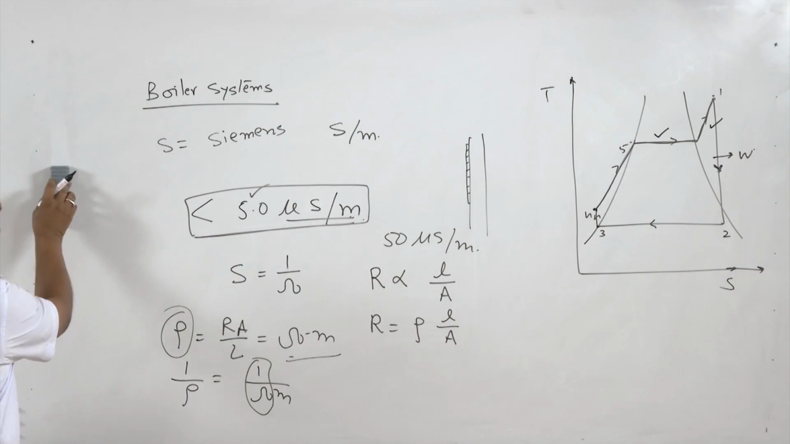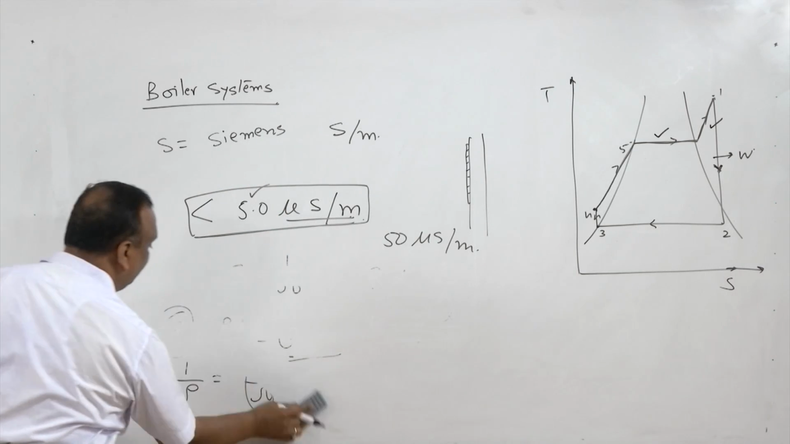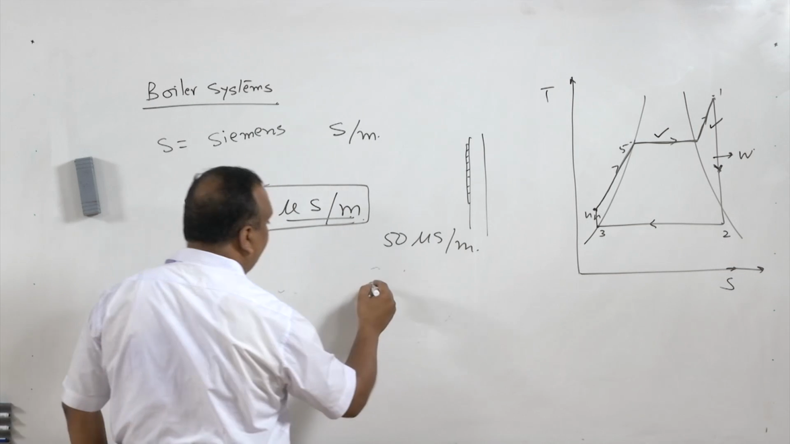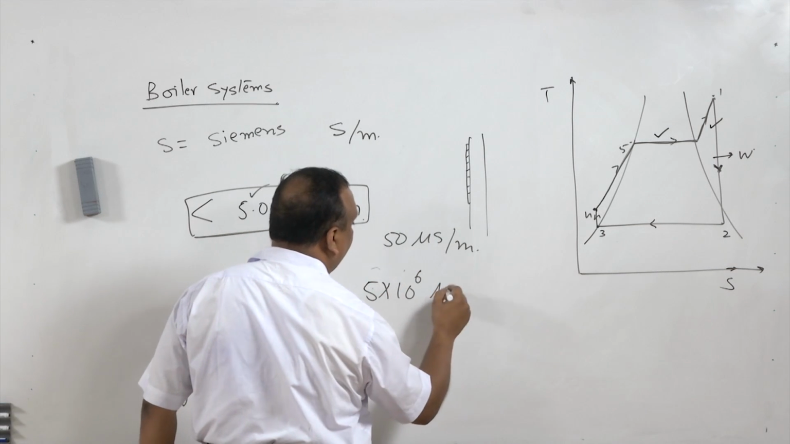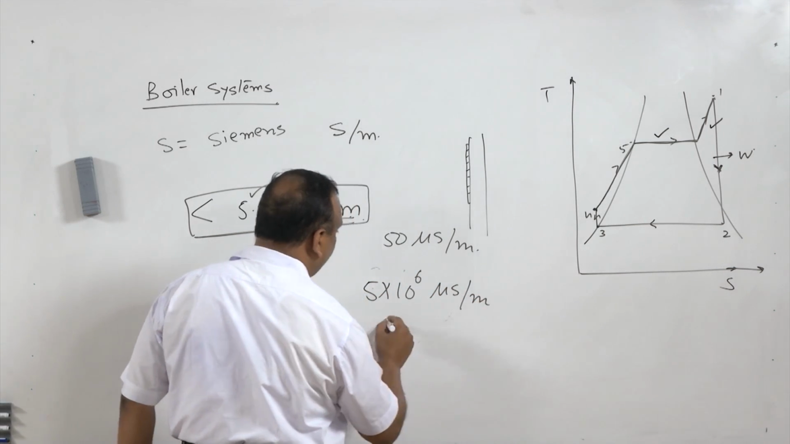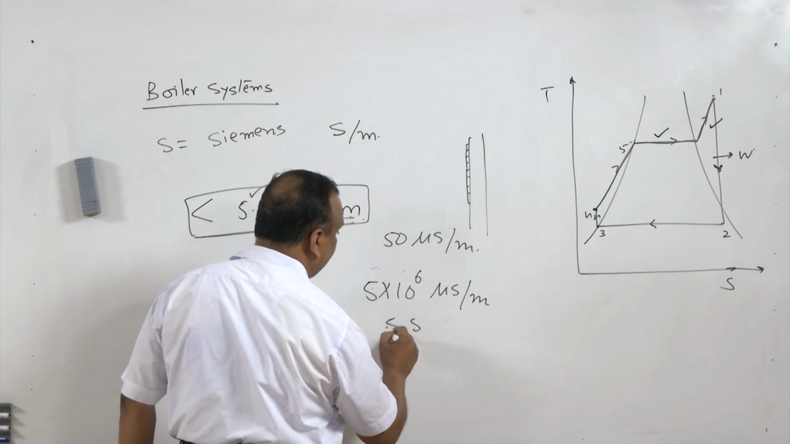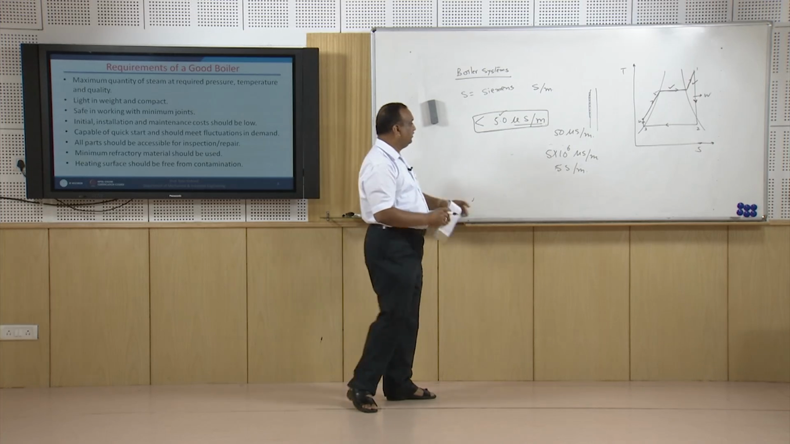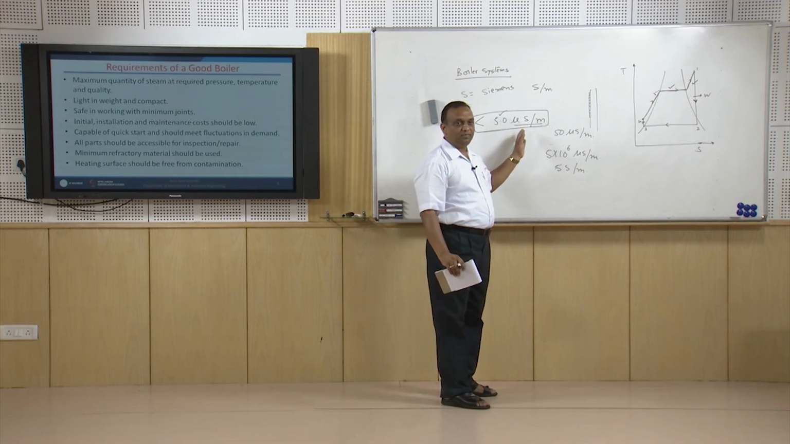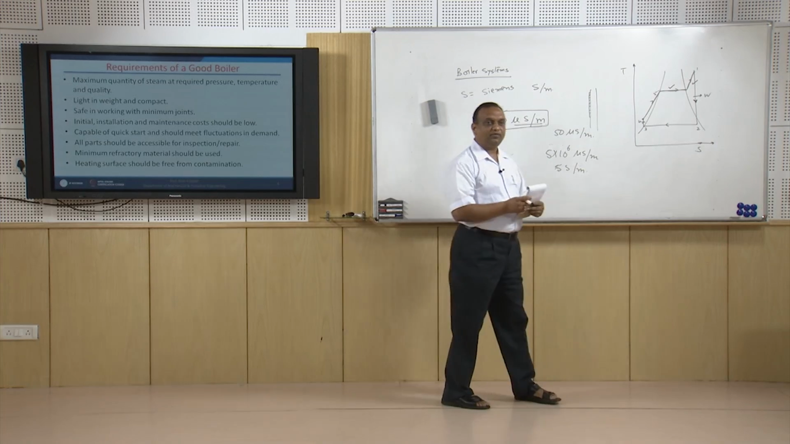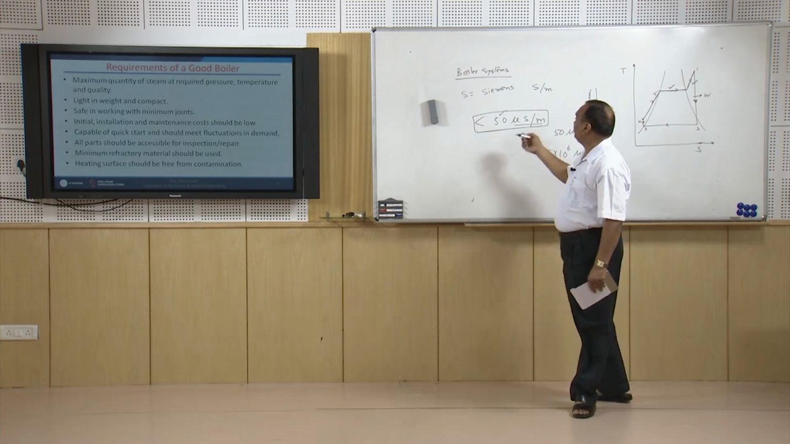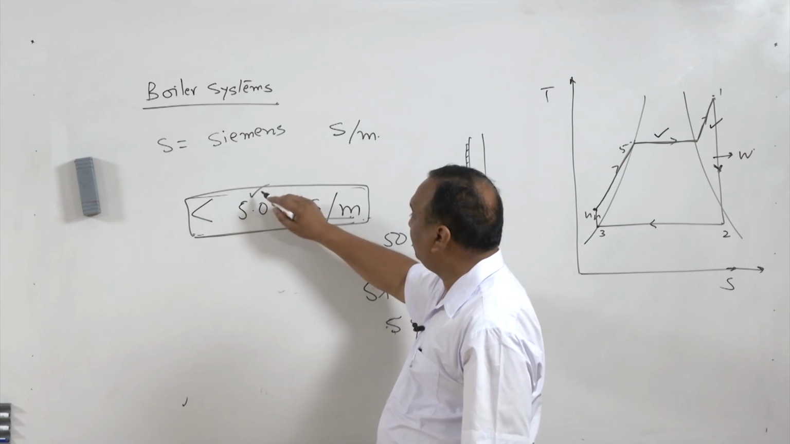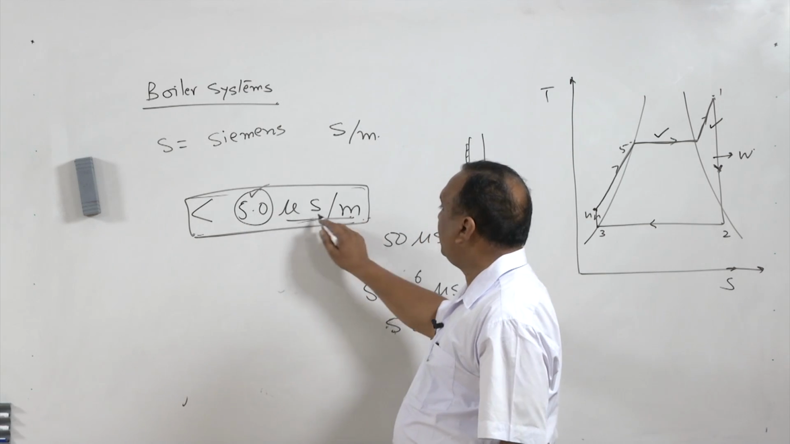Now, seawater can never be used for the boiler, but if you look at the conductivity of seawater, it turns out to be 5 into 10 to the power 6 microsiemens per meter, or 5 Siemens per meter. So, it is quite high. I am just giving you the values to compare the quality of water. So, ideally in a boiler the water has to be distilled water, but we cannot use distilled water. So, we use water with an electrical conductivity of less than 5.0 microsiemens per meter.